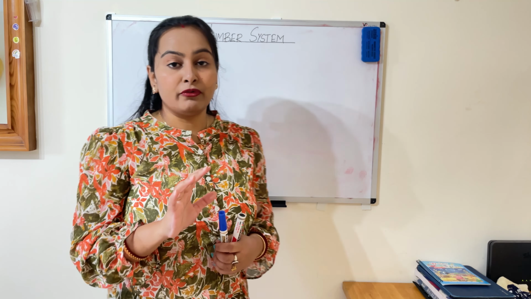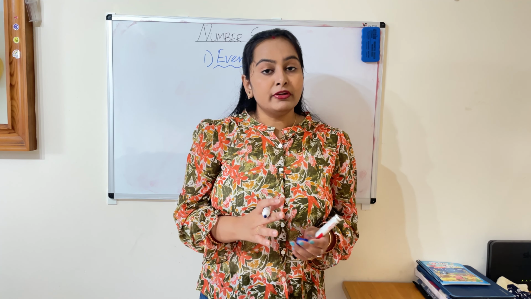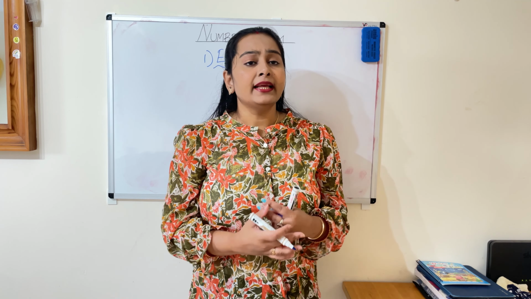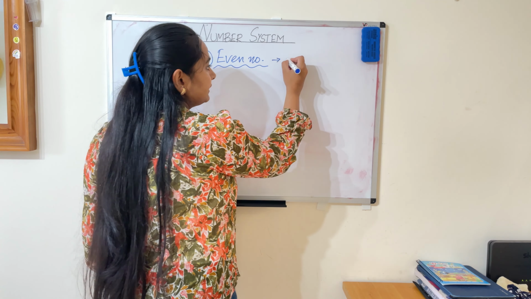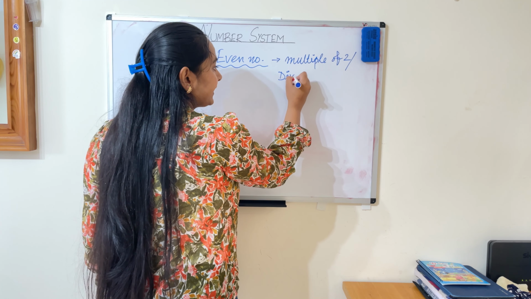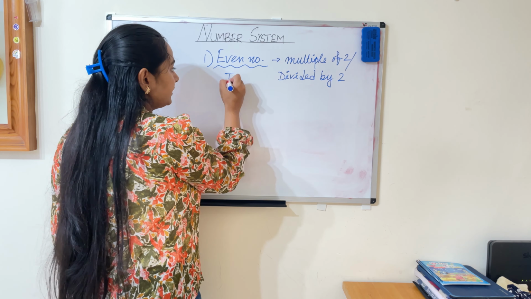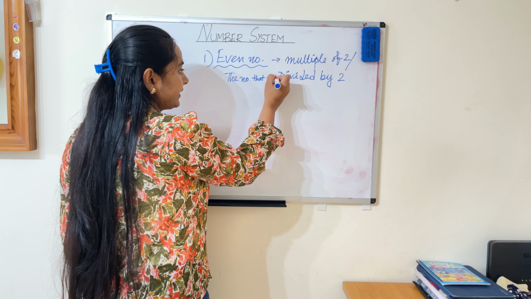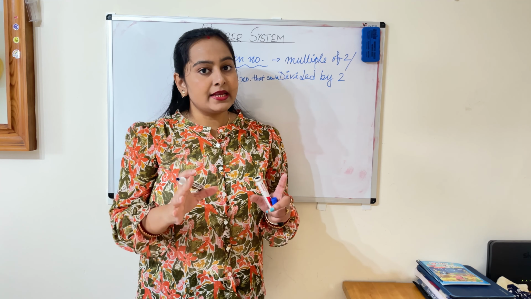First, we'll start with the term even number. So what is an even number? The numbers which are multiples of 2, right? Or we can say the number that can be divided by 2 is known as an even number, right? So we can write that the number that can be divided by 2 is known as an even number.